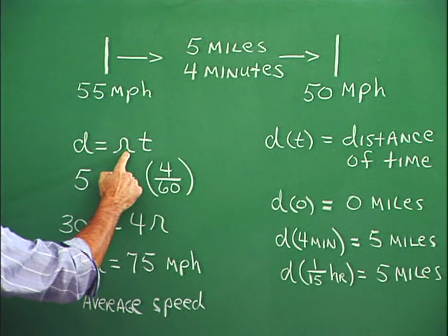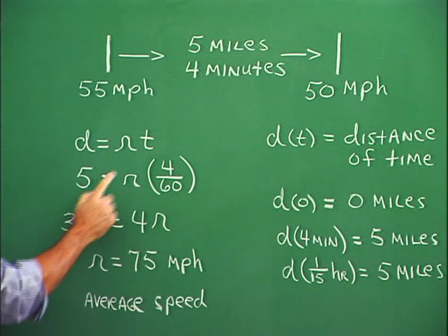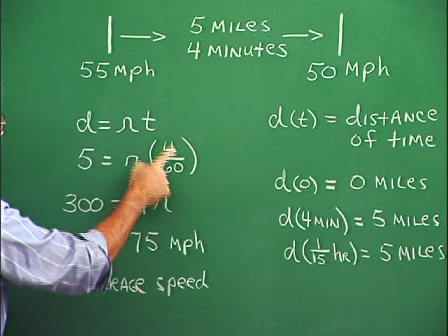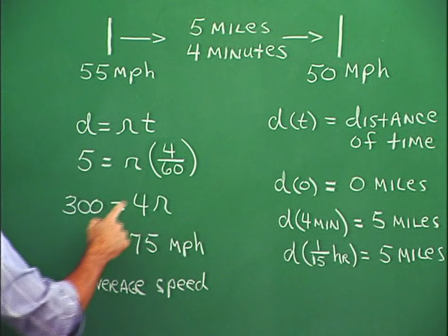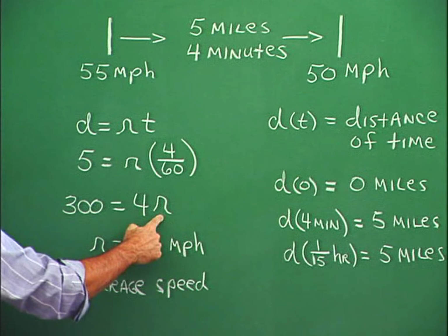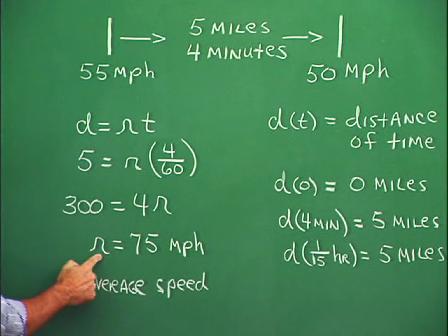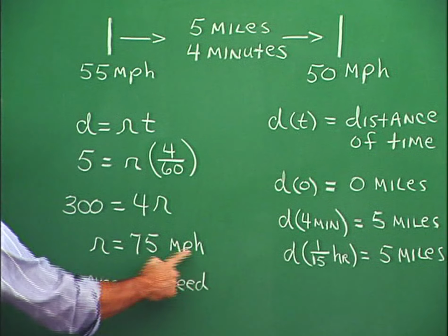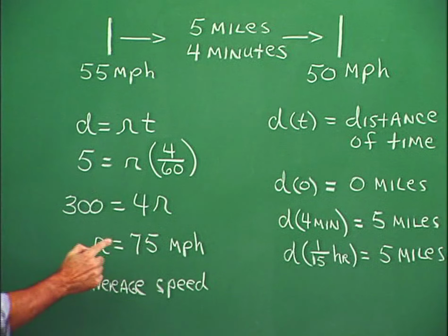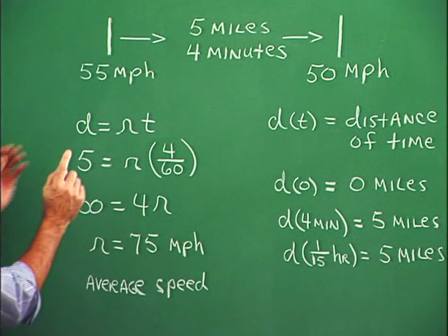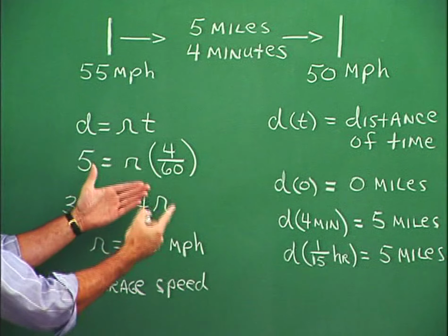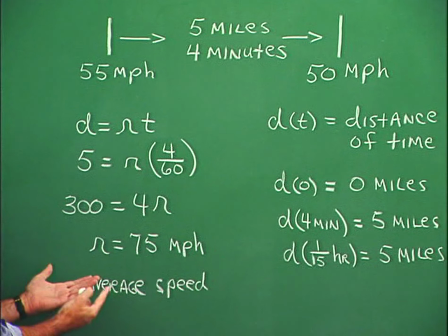It's distance is rate times time. The distance is 5 miles. The time is 4 minutes. And 4 minutes is 4/60ths, you see, of an hour. So multiplying through by 60, we get 300 is equal to 4r. Dividing on both sides by 4, we find r to be 75 miles per hour. 75 miles per hour now is the average speed. You see, given that distance and time, the average speed is 75 miles per hour.